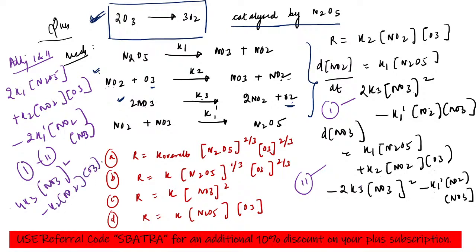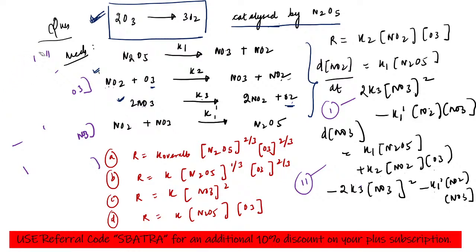We can do it this way, or we can put this value to 0 and then substitute the value from here. If I put this value equal to 0, I'll get the expression in terms of NO2 and O3. Then I can find the value of NO3 from this expression and substitute it over here. Once I substitute this value in this equation, I can find the correct order of the rate.